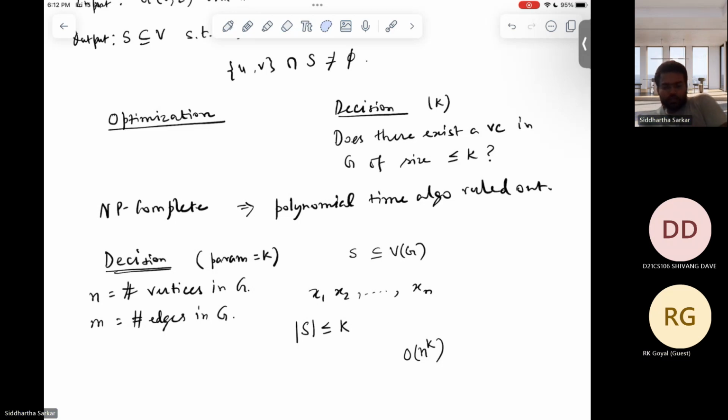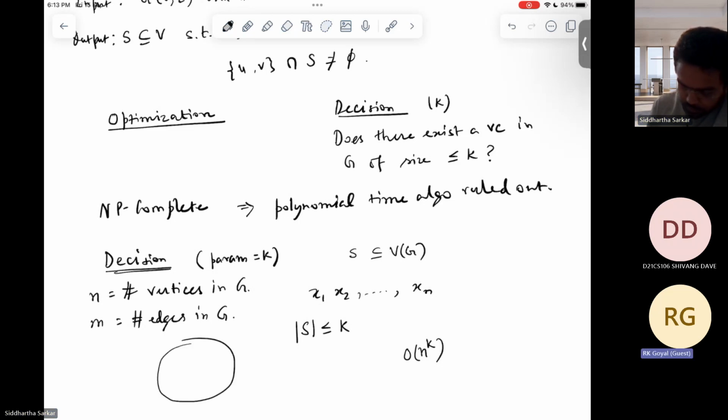No, I do not agree with this. See, this is n raised to the power k. How n raised to the power k? We have been given n number of vertices, and can we verify whether it's a vertex cover or not in polynomial time? Yes, given a subset of the vertices, and in total there would be an enormously large number of subsets possible.